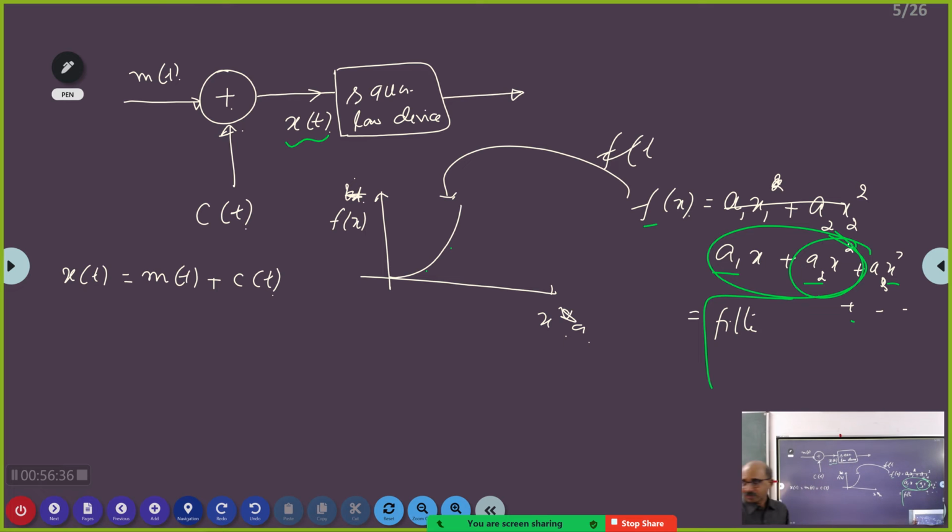What is the output you are getting from that? You are going to get y of t. And what is y of t? You see that it is b x of t plus capital C x square of t. That means you have simply added these two signals. You got x of t, the combination of these two.